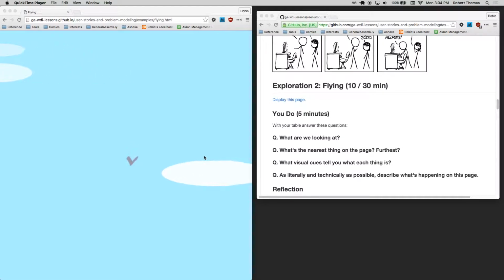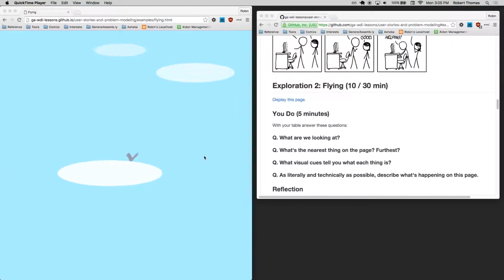Yeah, so how do we know which cloud is the nearest one? It passes across in front of the bird. Okay. What is supposed to be the bird? So cloud in front of bird. How do you know it's a bird? It looks like a bird. How does it look like a bird? It's a V. Okay, fair enough. Bird equals V. Yeah, that's exactly what it is.